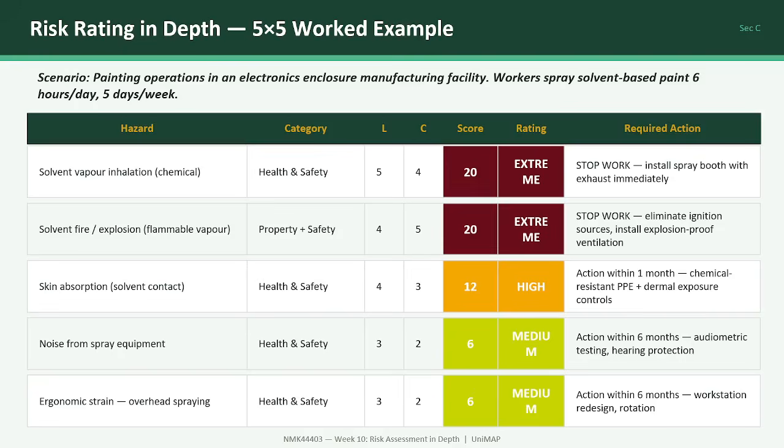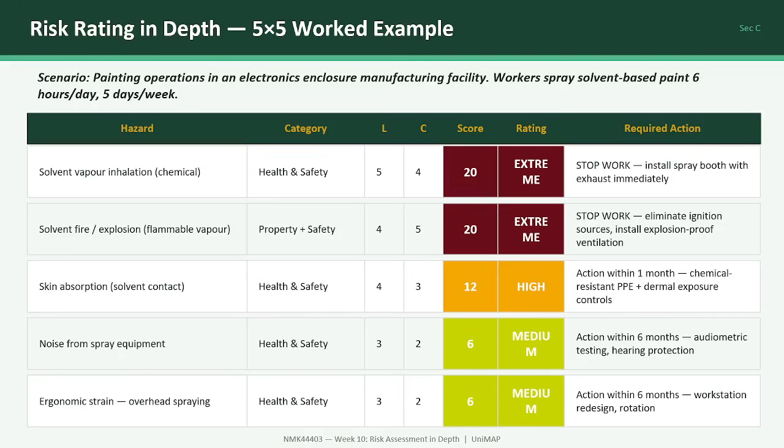Hazard 3, skin absorption of solvent. Even with inhalation controls, skin contact with solvent remains a hazard during spraying. Likelihood is 4, likely, given the physical contact during the process. Consequences: 3, moderate, because most common painting solvents cause dermatitis, skin cracking, and some degree of systemic absorption over time. Risk score 12, high. Action within 1 month.